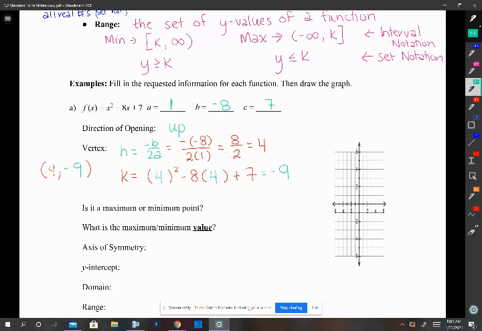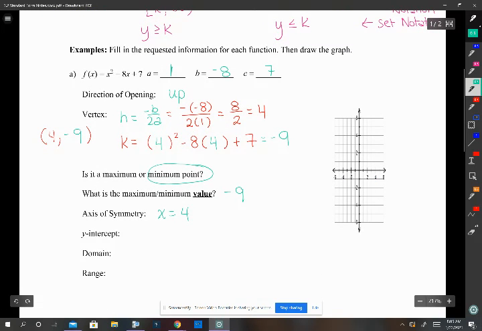So when I come over here to graph, I can graph that point. It says, is it a maximum or minimum? Because a is positive, it's going to be a minimum, and I'm just going to circle it. Then what is the maximum or minimum value? That's the y point, so it's -9. Our axis of symmetry is x is equal to 4, because it's always the h value of our point. And then remember, our y-intercept is our c value. So our y-intercept is 0, 7.